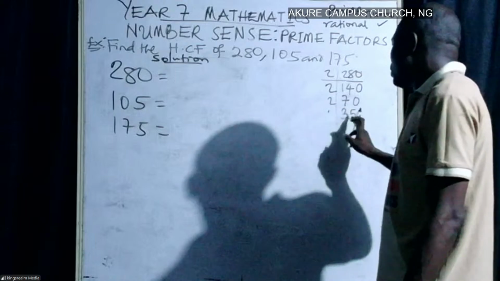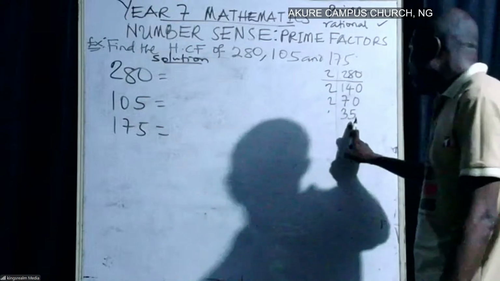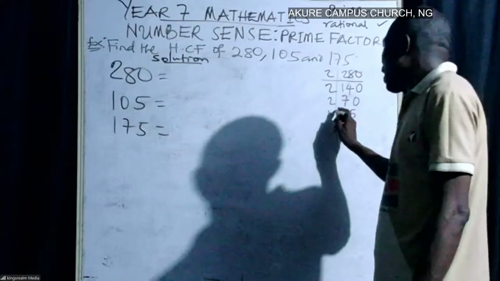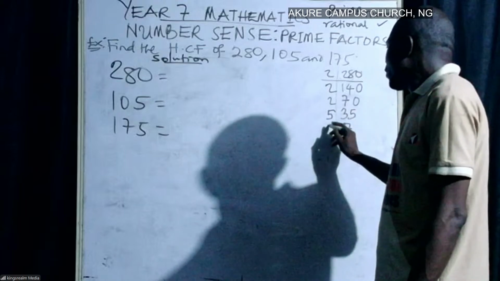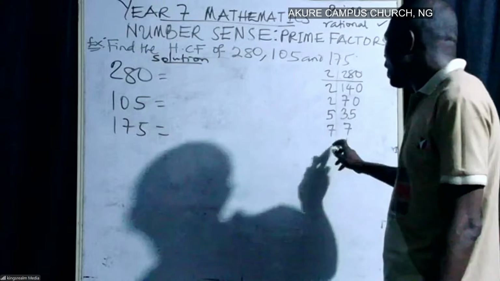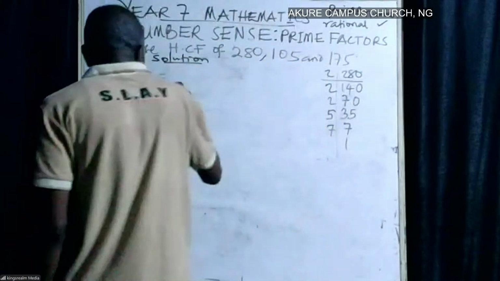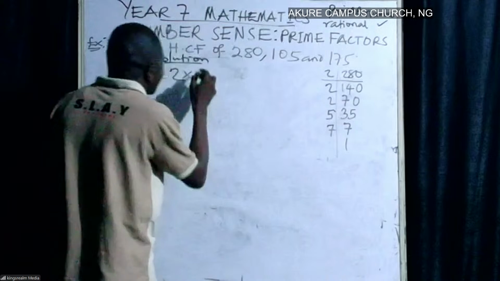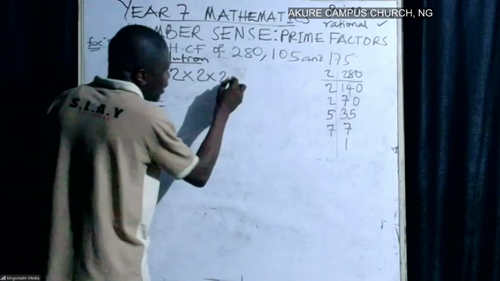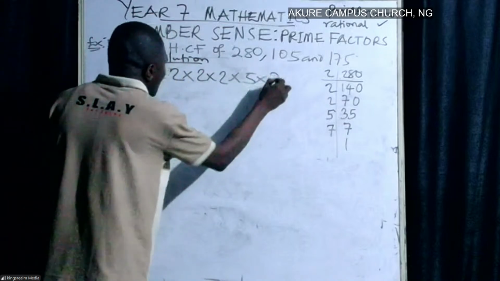Then 3 cannot go in 35. But 5 can go in 35. That gives us 7. 7 can now go in 7. That is it. So these are the prime factors for 280. So that's 2 times 2, 2 occurs 3 times, times 5 times 7.